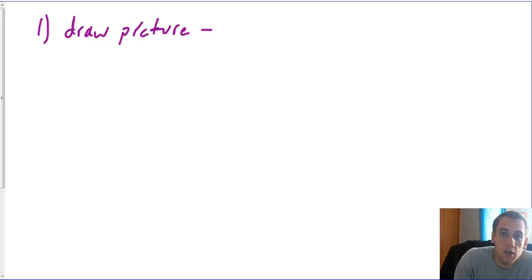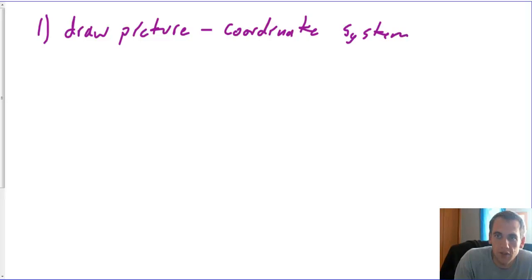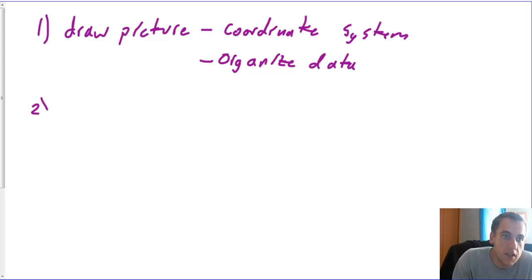Okay? Draw the picture. What you get when you draw a picture is you get a coordinate system. Okay? And what I mean by that is you establish which way's up, which way's down, which way's positive, which way's negative. You get left and right. Okay? And you know which objects have which information. Okay? So it gives you a coordinate system, but it also organizes your data. Okay? And it's just a simple, easy way to do that. Okay, draw the picture. It helps.